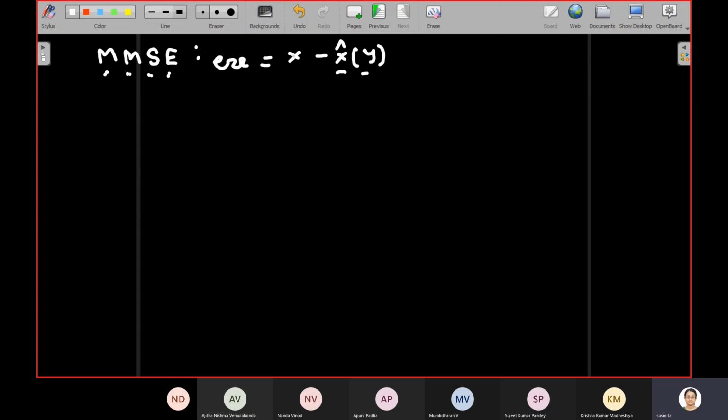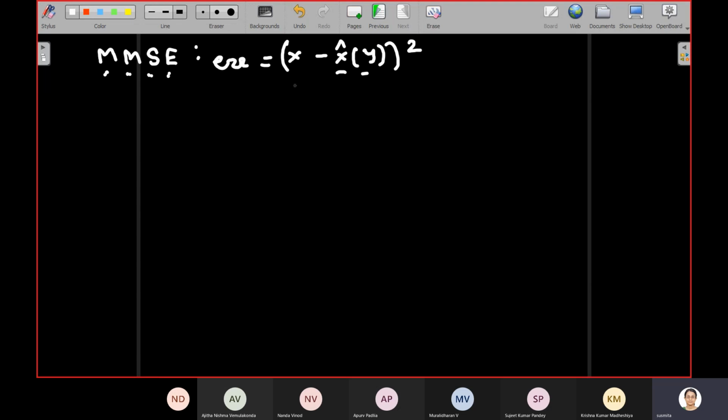Now we are interested in minimizing the magnitude. It does not matter whether it is plus or minus. Okay, we are interested in the magnitude. We want to reduce the absolute here. So to eliminate the sign, we square it. Because it is scalar, we square.